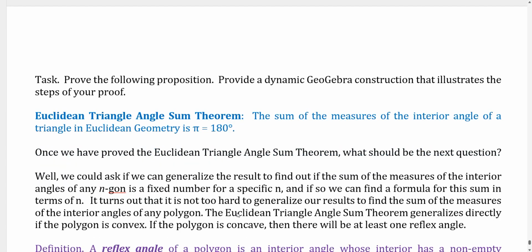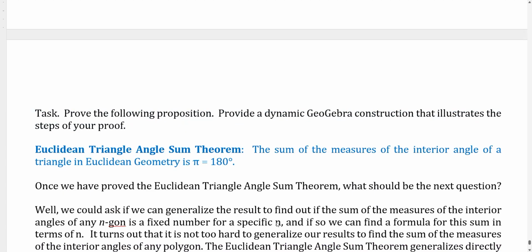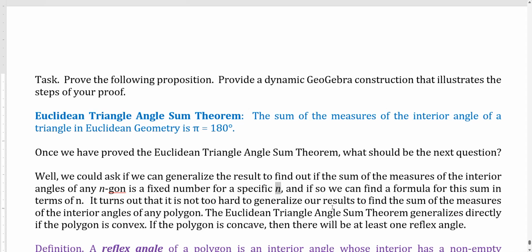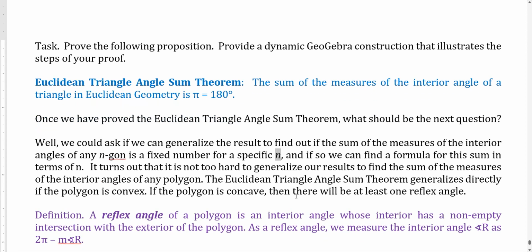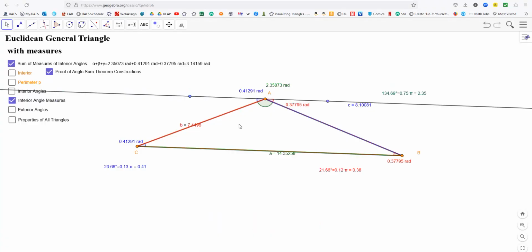Well, one thing we might ask is, what about an n-gon? If we take an n-gon and look at that, can we say something about the sum there, say for a quadrilateral or a pentagon or hexagon and so forth? Now, we are going to run into something, well, let's actually just investigate very quickly in GeoGebra. Let's go back here.